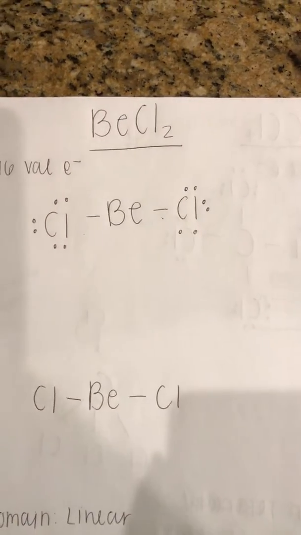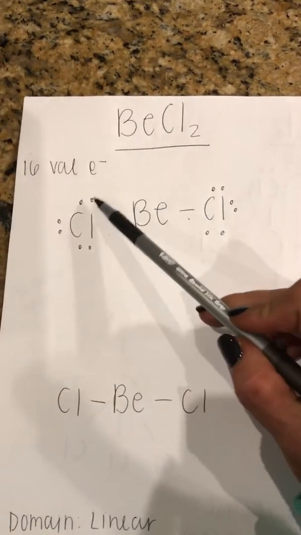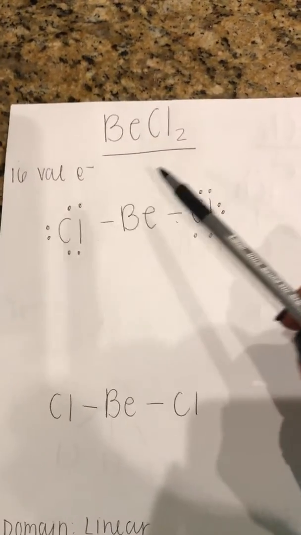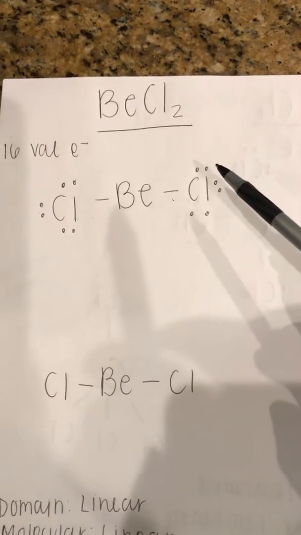Let's check that we used exactly 16 valence electrons. We will count by pairs and then multiply by 2. 1 pair, 2 pair, 3, 4, 5, 6, 7, 8. So 8 times 2 is 16 valence electrons.